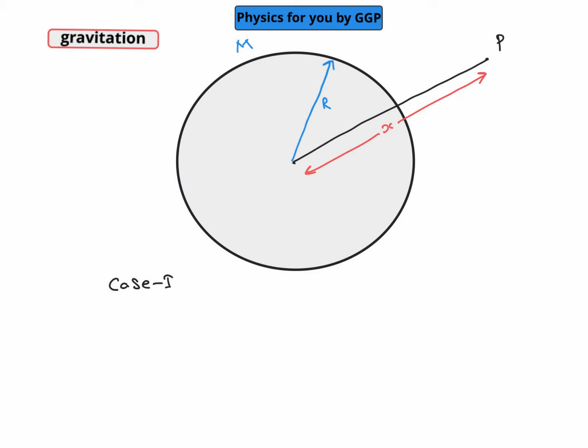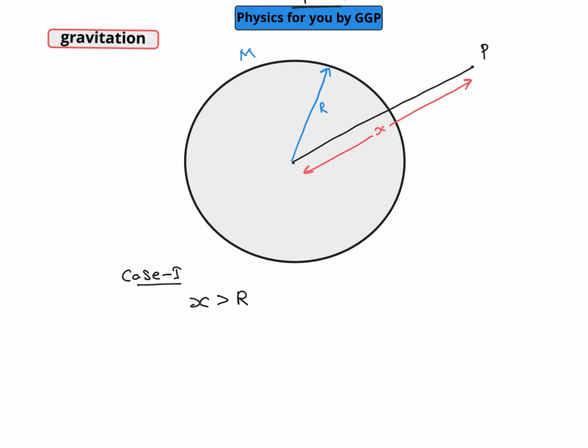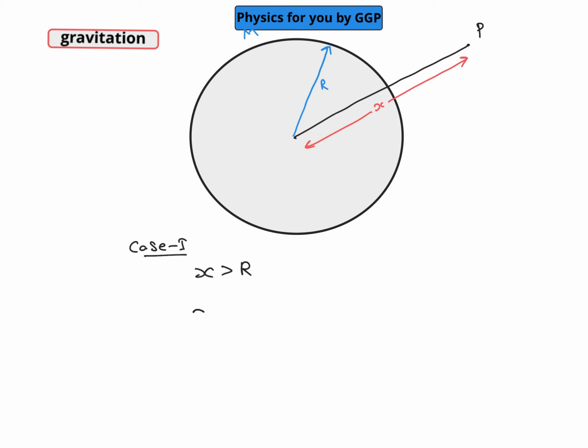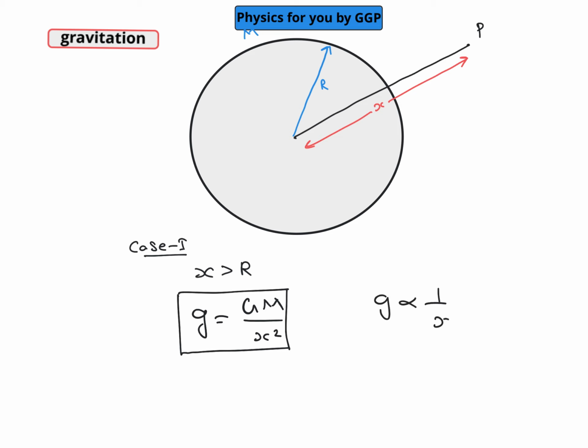Let's say in the first case we are considering a situation where the distance x from the center is greater than the radius r. That means we are just considering a point outside the sphere. So if you are considering a point outside, we can assume that all the mass is concentrated at the center. So we can write the equation for the gravitational field, while considering total mass is concentrated at the center, as GM by x square. So we can say that if x is greater than r, this g is inversely proportional to x square.